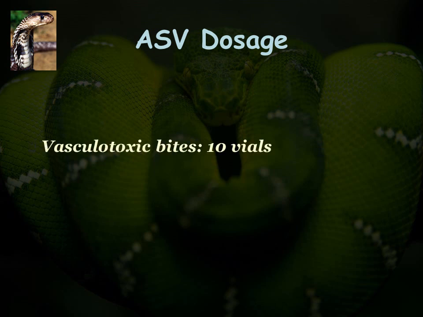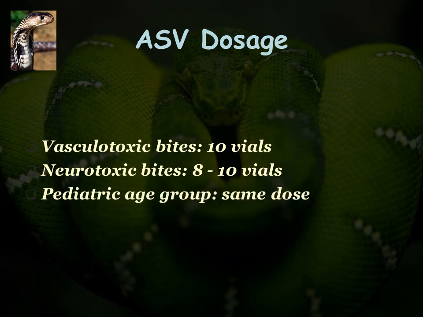For vasculotoxic snake bites, we use 10 vials at the initial stage. And for the neurotoxic snake bite, it is the same dose, but some schools say that it ranges between 8 to 10 vials. Now there is another situation in the pediatric age group. There is another situation which is not mentioned here, in the case of a pregnant woman.